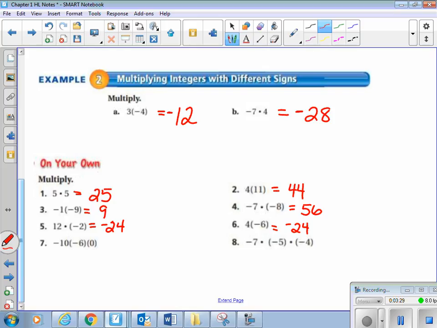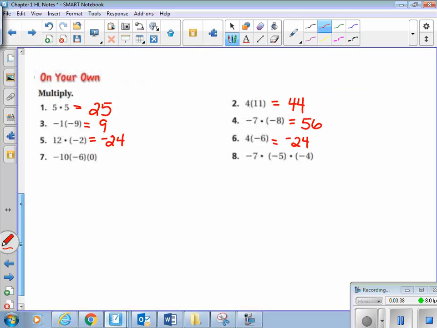Negative 24 as well. Number 7 and 8, we're looking at 3 different integers being multiplied. So we could break it up. Negative 10 times negative 6. Two signs that are the same. That would give me a positive 60. Positive 60 times 0. Anything times 0 is 0. If you notice that 0 from the get-go, you would know that your answer is also 0, because whenever you multiply by 0, you will always get 0 as your answer.